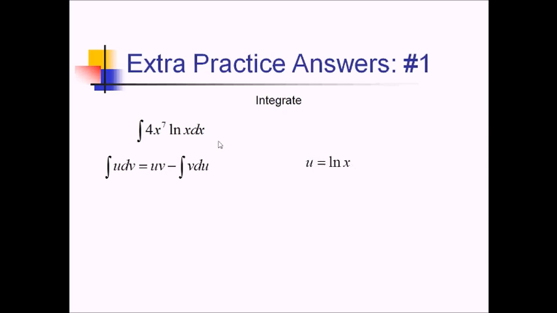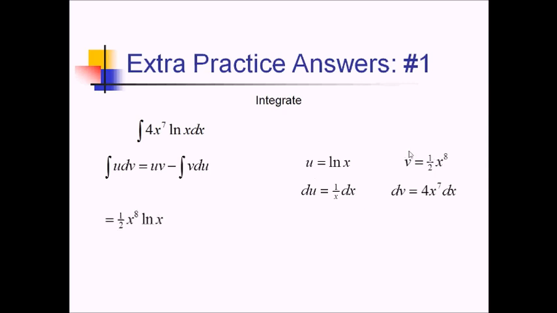And then for dv, I've got 4x to the 7th dx. du then is going to be 1 over x dx. And then for v, the antiderivative of this expression, this bumps up to an 8. Dividing by that, I've got 1/2 x to the 8th. All right, multiplying it together, I'm going to use my 7 little pattern here. So we've got uv, that's going to be 1/2 x to the 8th ln of x.